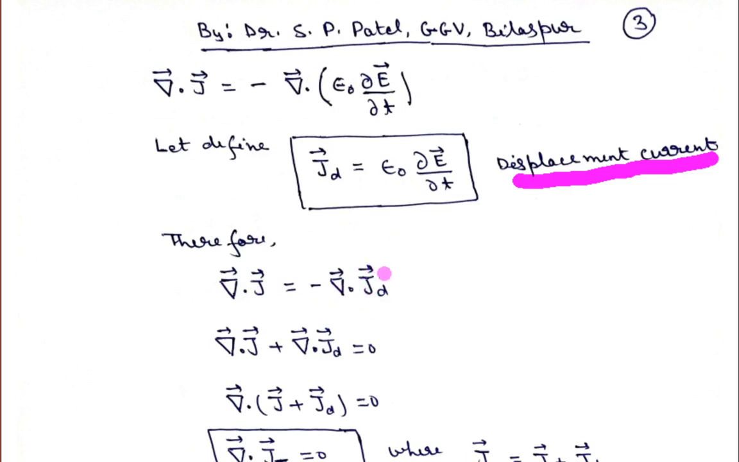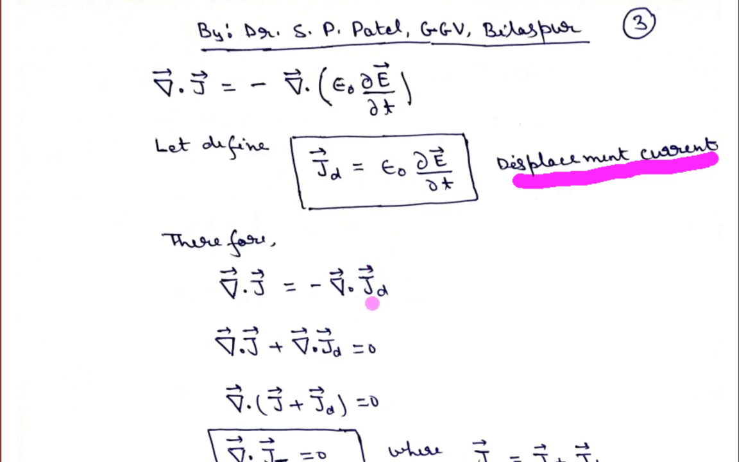But this current density originated because of some other reason. This current density is because of the flow of charges within the volume, flow of charges in the outward direction from the volume, and this is also a current density, but this current density is because of some other reason.